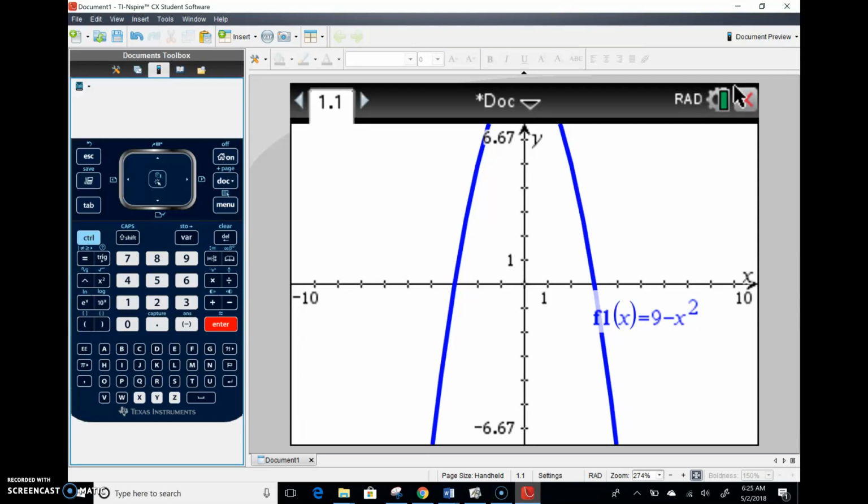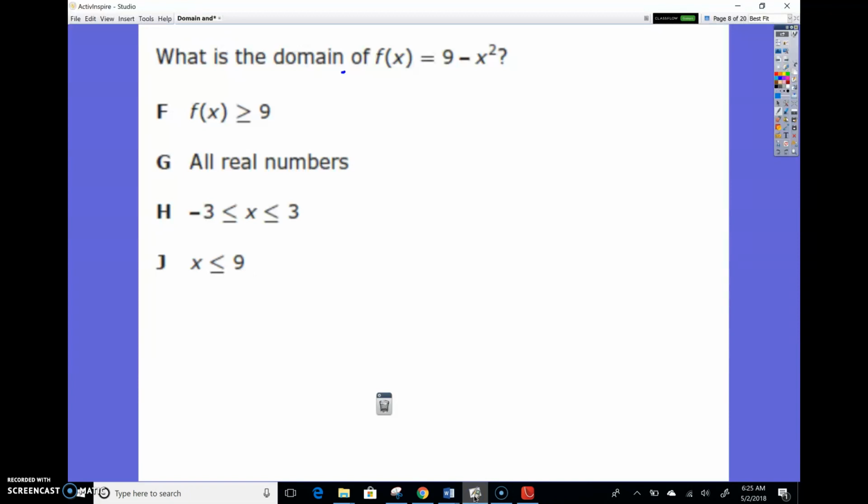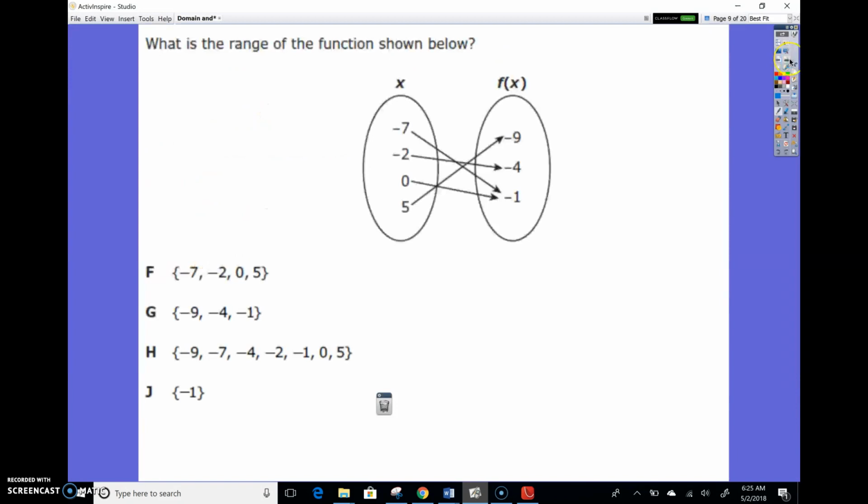And our x keeps on going to the left, and it always keeps on going to the right. So here our mathematical domain and range is going to be all real. You just have to remember that the mathematical domain is always all real for all of them. What is the range? Remember, range is like our y, or in this case, it's going to be our f of x. So it's going to be these numbers here: -9, -4, -1.